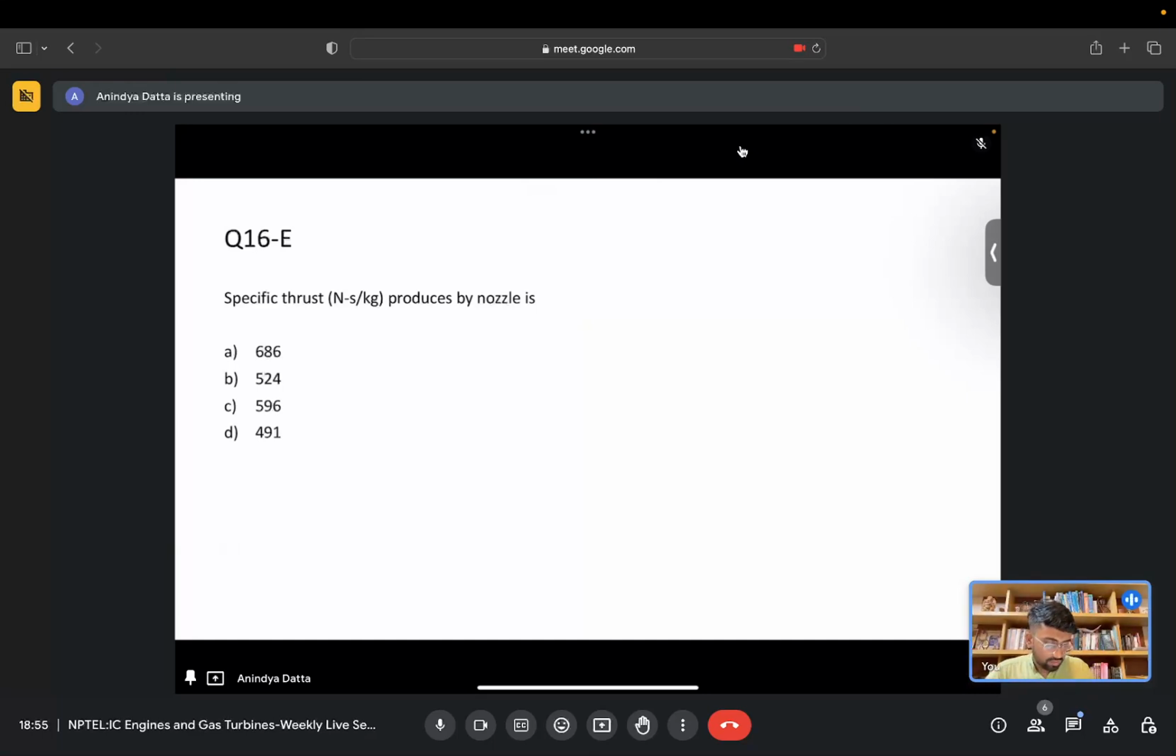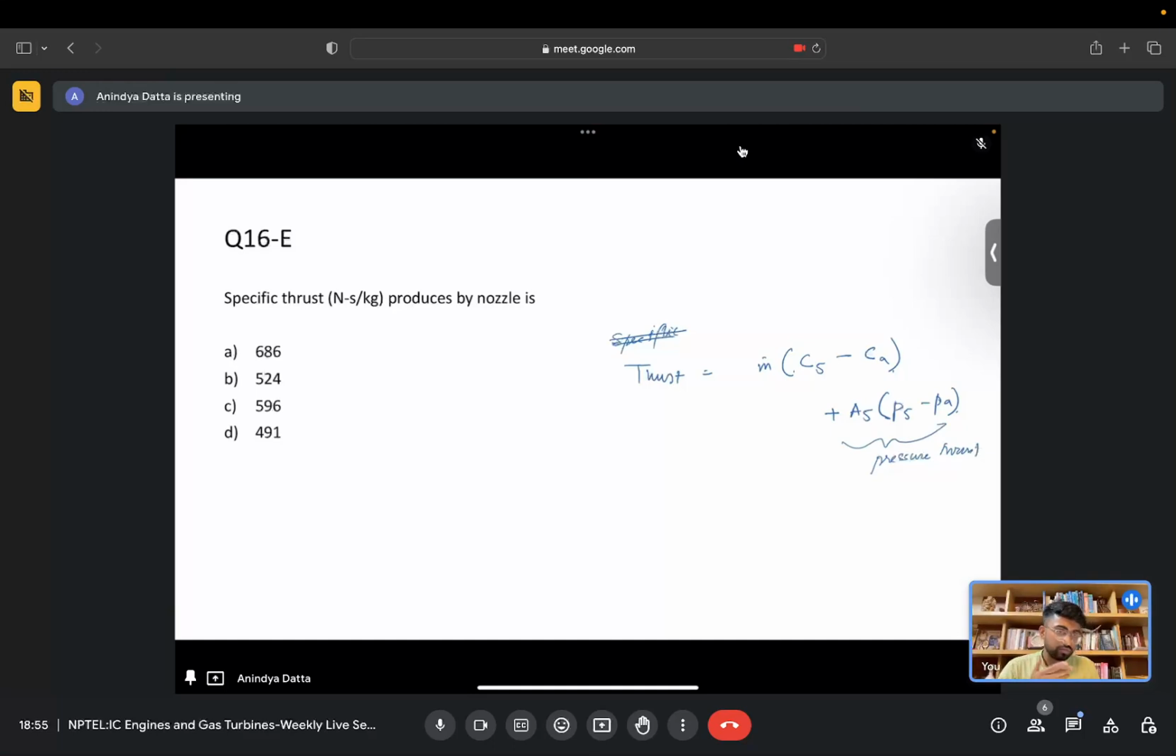So for the specific thrust, remember we have seen that thrust is equal to the jet velocity, which is the exit velocity C5, minus the inlet velocity, or the flight speed, right? This is the expression we know for thrust. But there is another part to thrust, which is this one. This is what we call the pressure thrust.